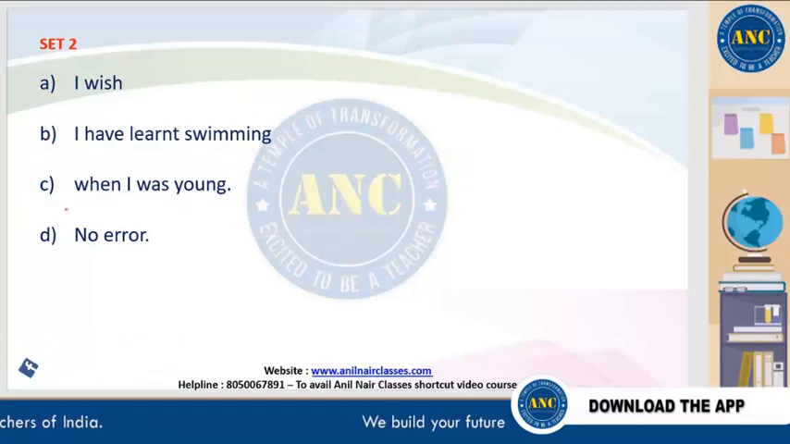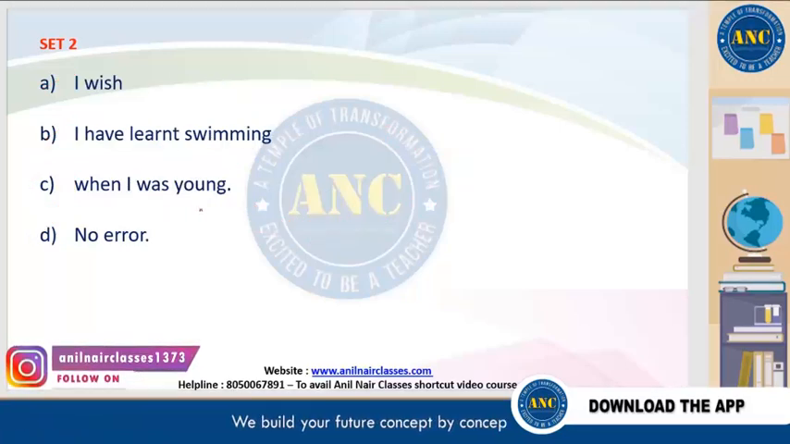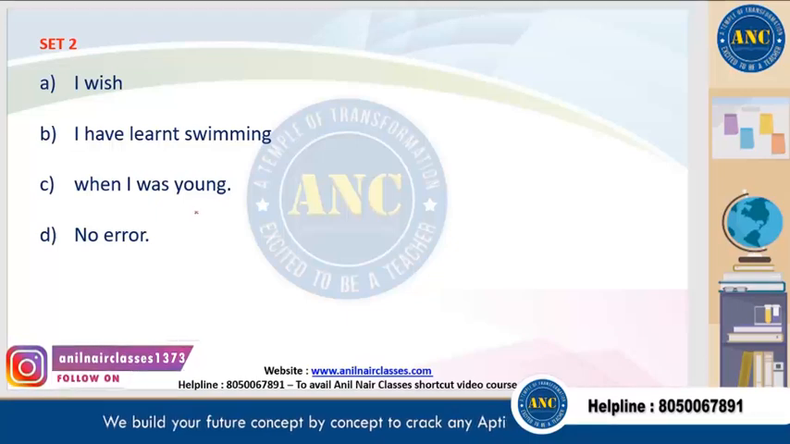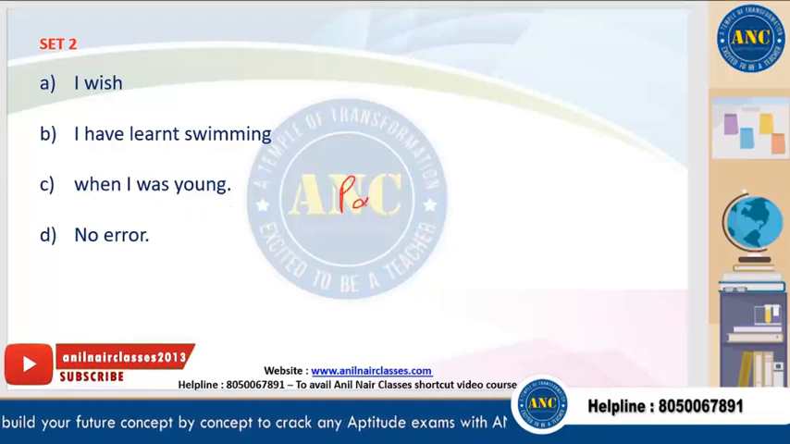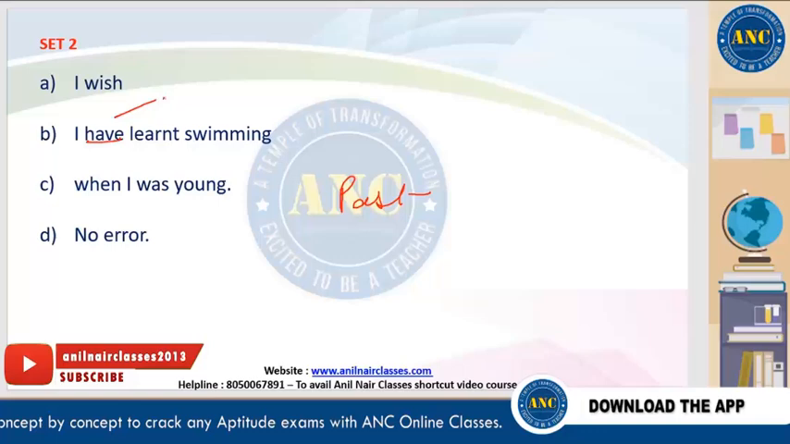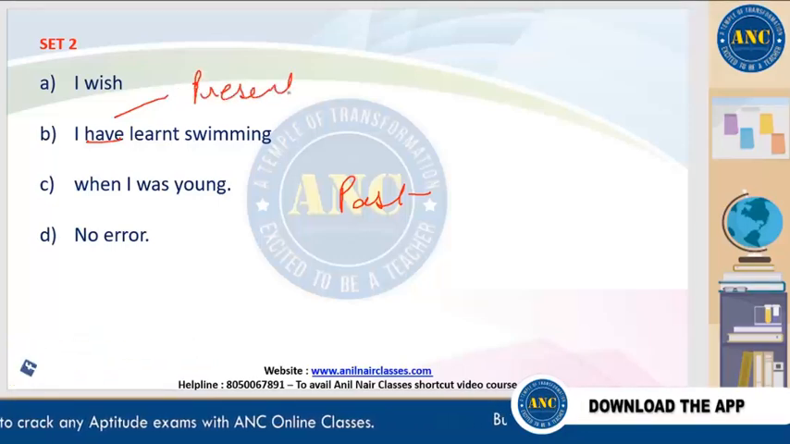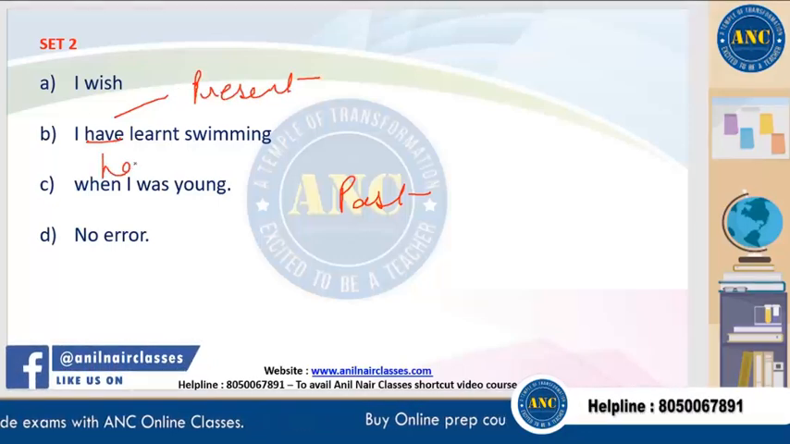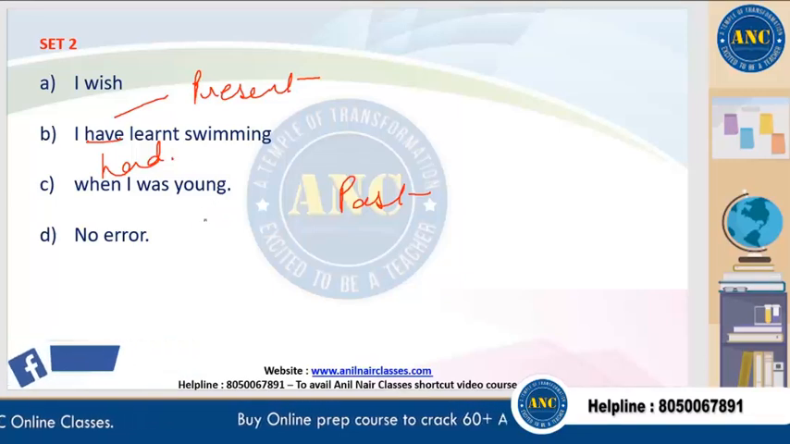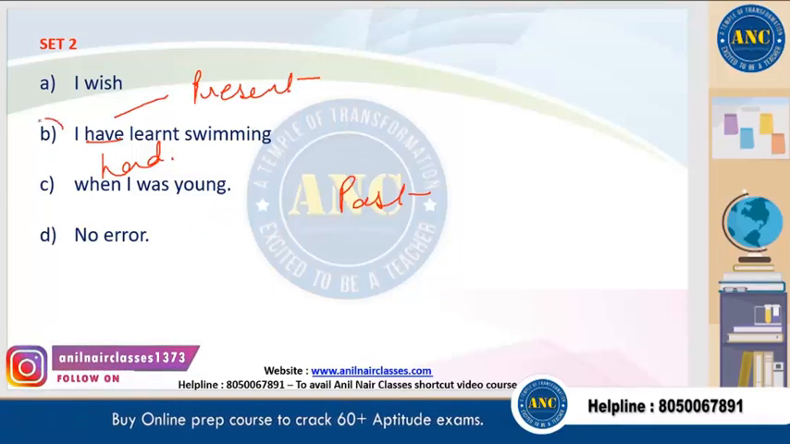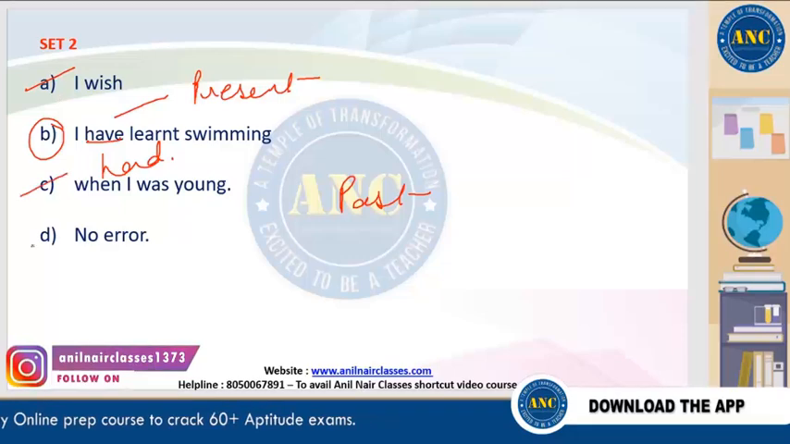Next one. I wish I have learned swimming when I was young. So the sentence is in the past tense, right? Have is in the present tense. The consistency of the tense is not there. I wish I had learned swimming when I was young. So answer is B. Get rid of A, C and D.